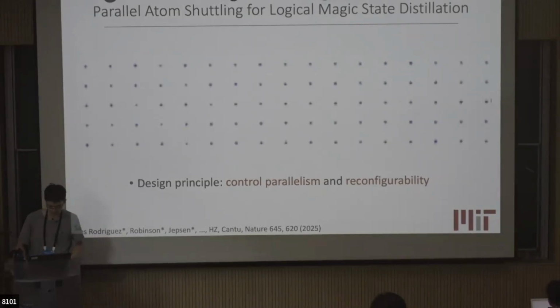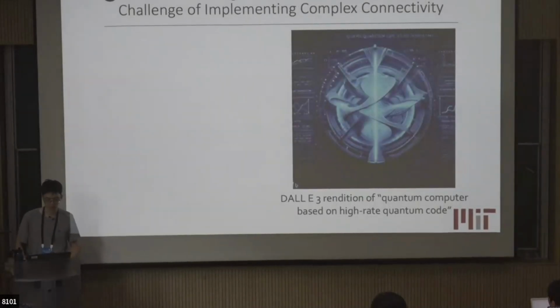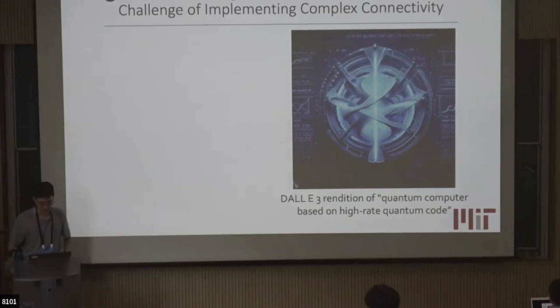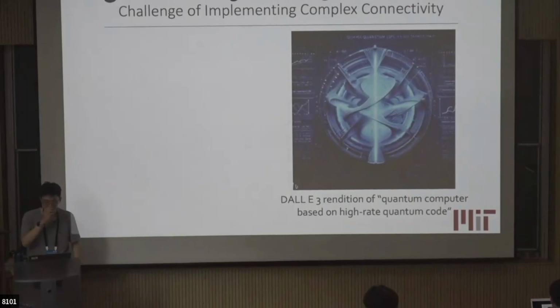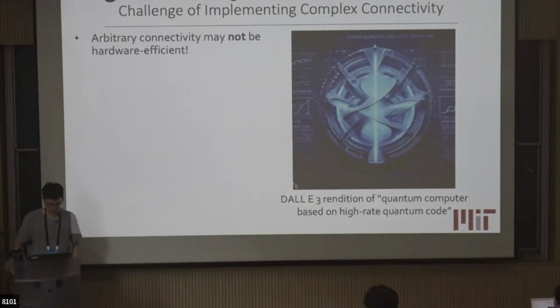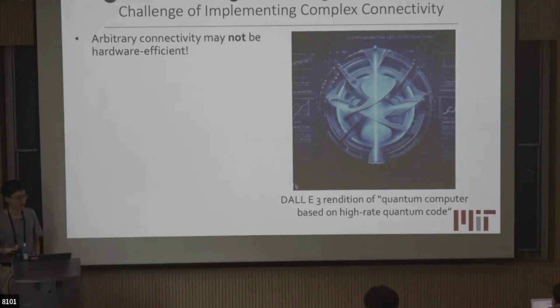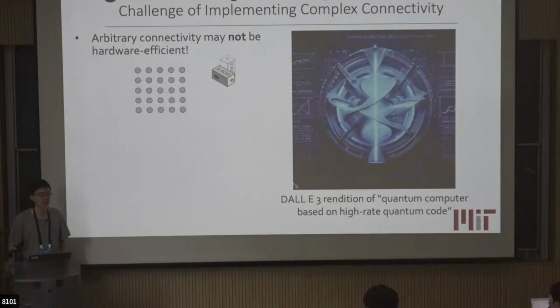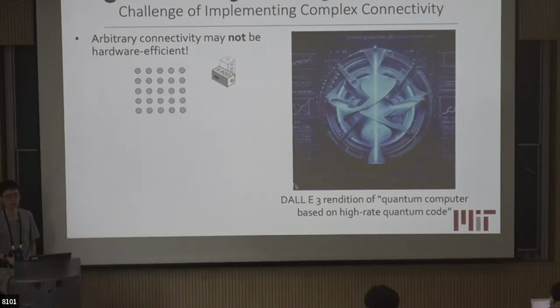When thinking about implementation of quantum LDPC codes, these are not a given. For example, this is, I guess, at this point, quite a few years ago that I generated, asking the frontier AI model at the time to generate a quantum computer based on high-rate quantum codes. And you see that it might have these twisty, turny structures, which might not be very native for a hardware implementation, right? And so having arbitrary connectivity may not be hardware efficient. Of course, we always strive to develop better optical tools, but it's usually better if you can design it in a way that's well matched to the constraints of the system.